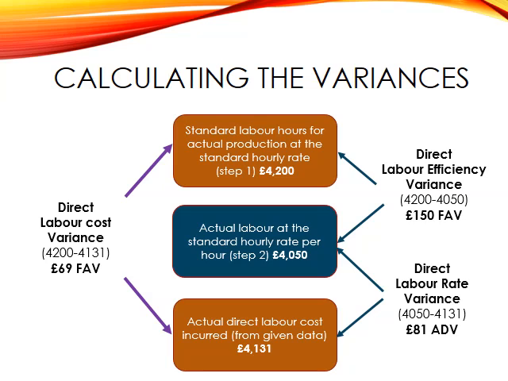The final thing that I would draw your attention to is the fact that if we add our direct labour efficiency variance to our direct labour rate variance, we end up with our direct labour cost variance. And this is always going to happen because all we're doing is splitting out that direct labour cost variance into two different elements.